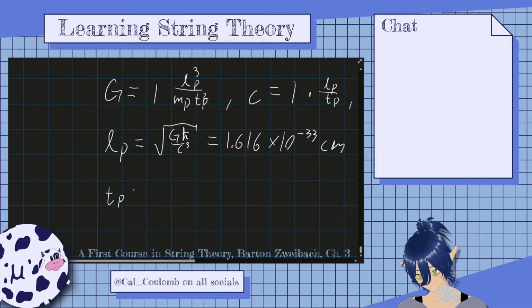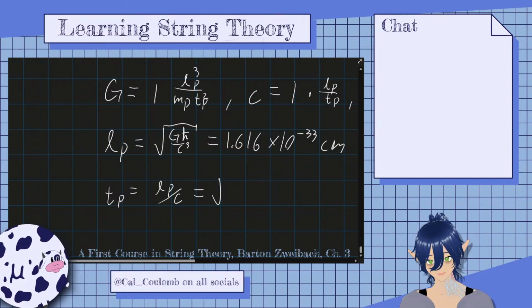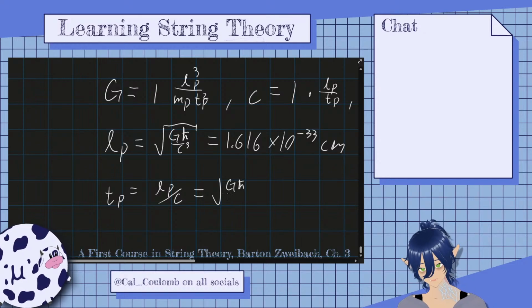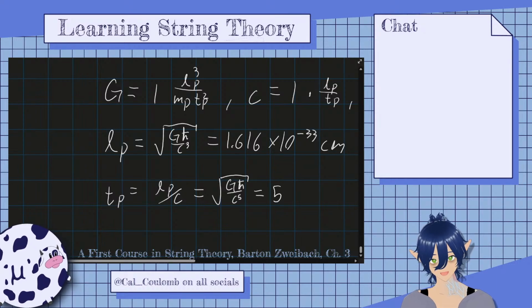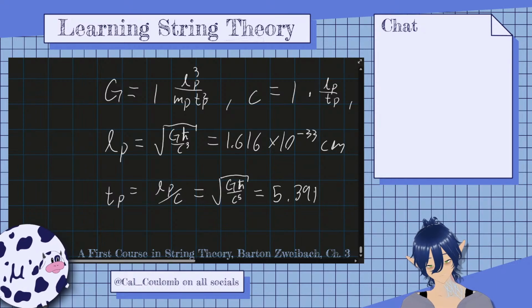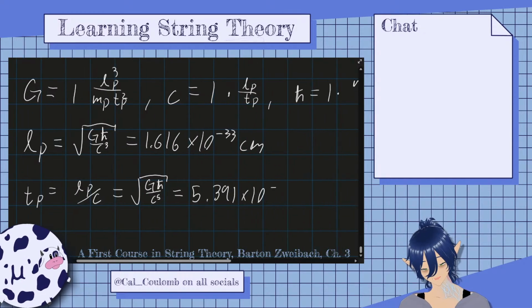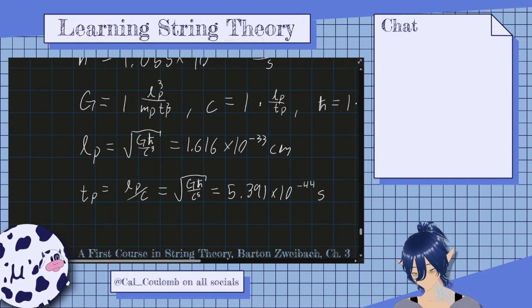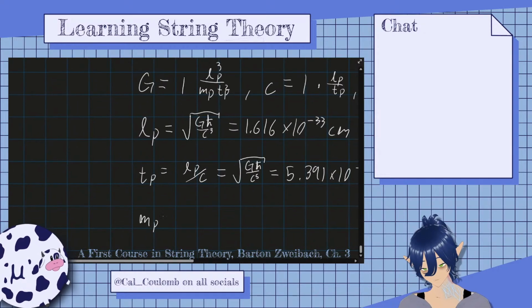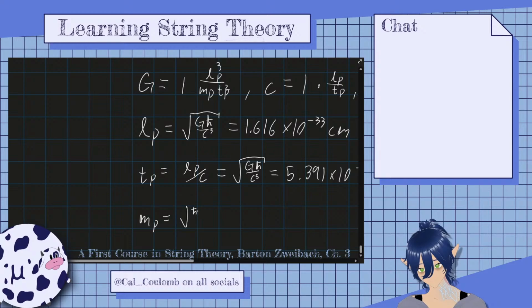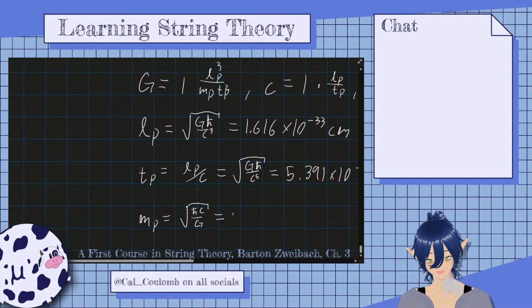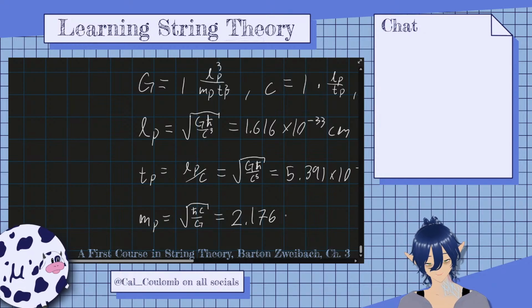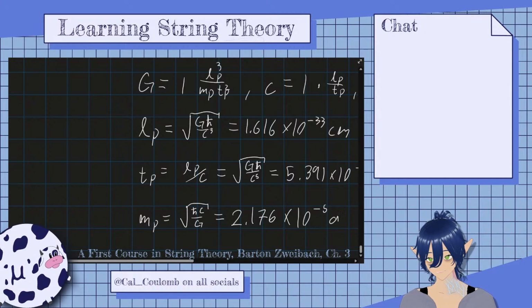T_P, which is the Planck length over c, so we have the square root of G h bar over c to the fifth, gives a Planck time of 5.391 times 10 to the negative 44 seconds. And the Planck mass, which is the square root of h bar c over G, is given by 2.176 times 10 to the negative 5 grams.